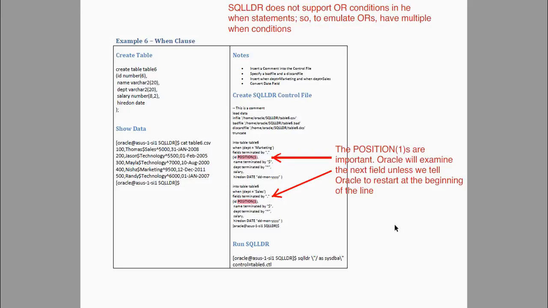In example 6, we use the when statement. In this case, I want to insert into this table only when the department is marketing or when the department is sales. I say and here, but what I mean is that when department is marketing, I want to insert into the table, and when the department is sales, I want to insert in the table. In every other case, I don't want to insert into the table at all.